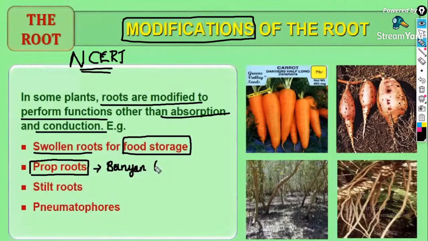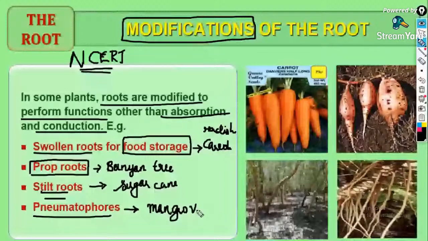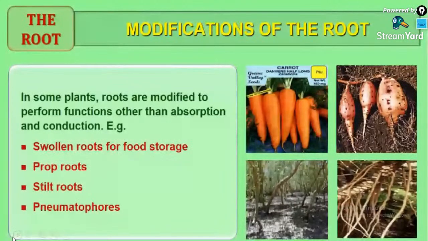Food storage, you might just learn carrot, radish, all these are roots. Stilt root is seen in sugar cane, and pneumatophores are seen in mangrove. In mangroves you can see pneumatophores, the roots that come above the soil. One by one we are going to discuss. First of all, swollen roots, and the function is food storage.